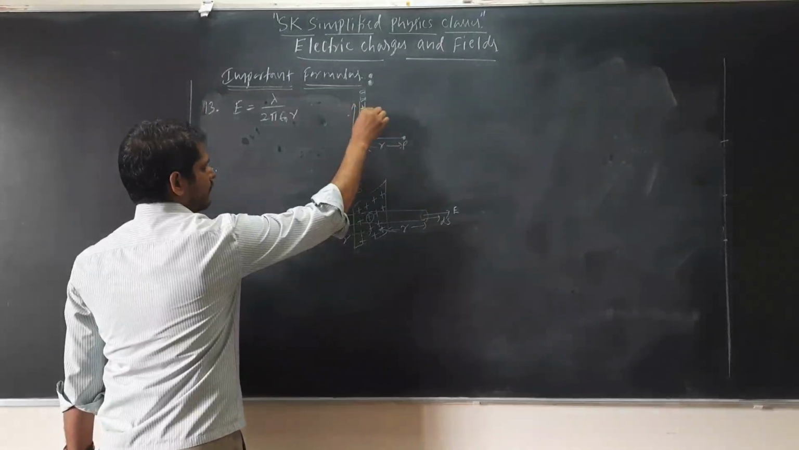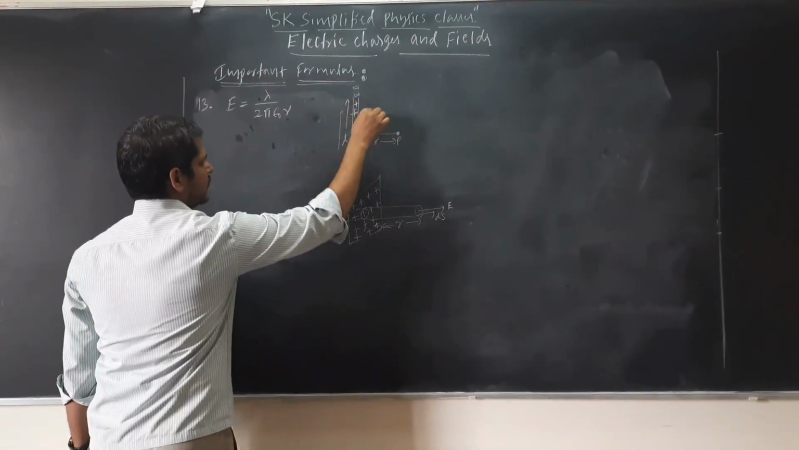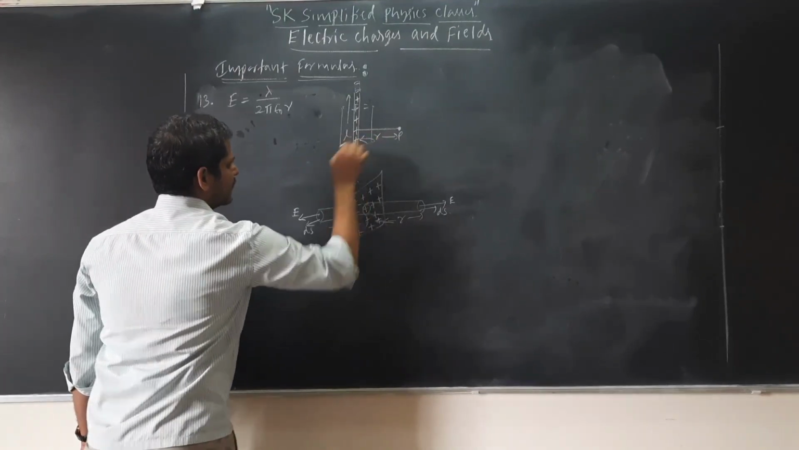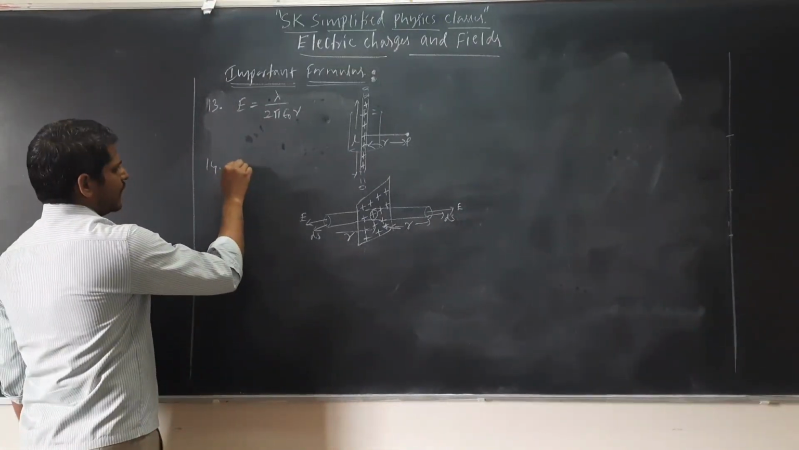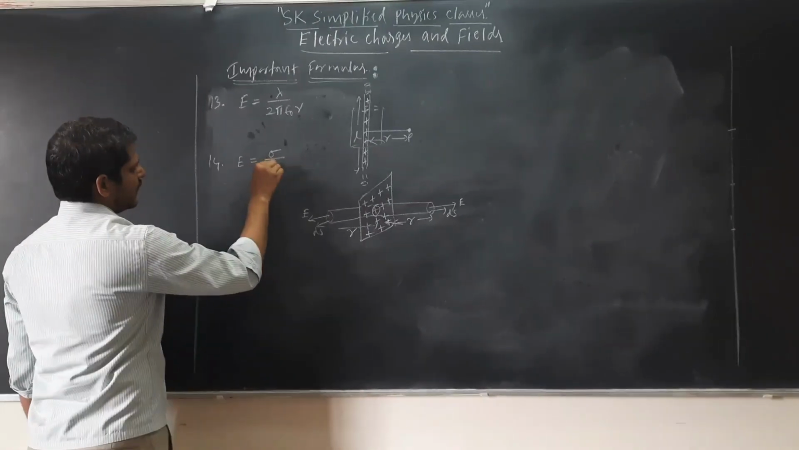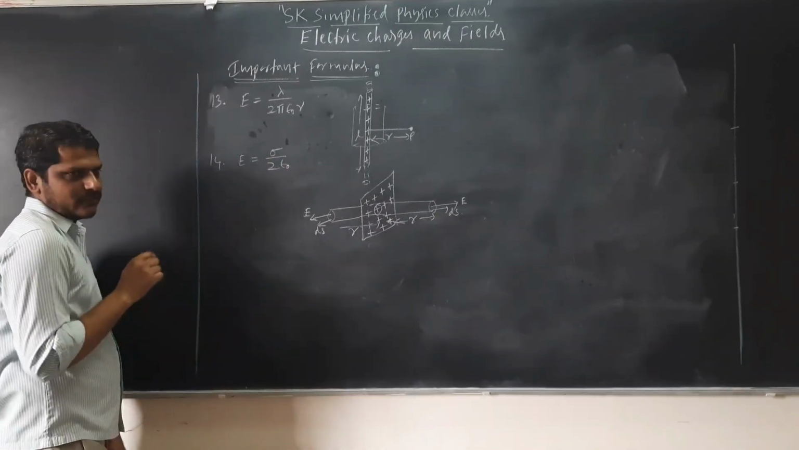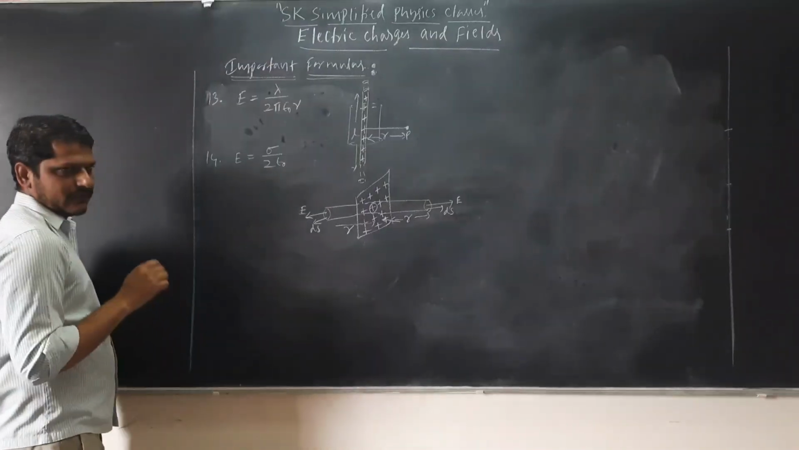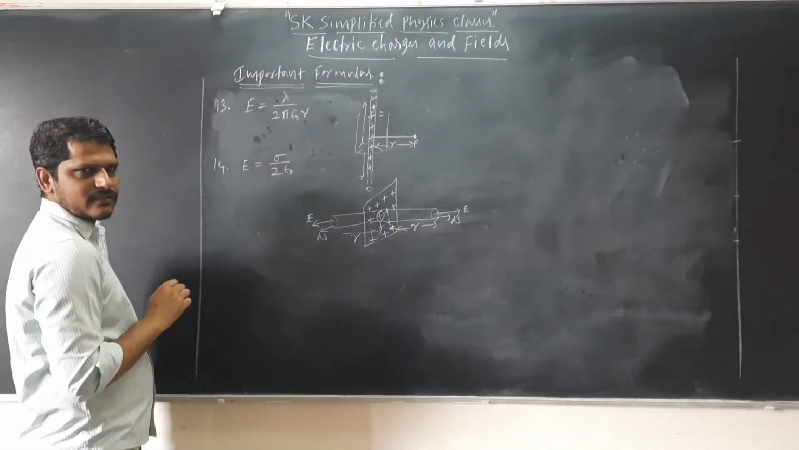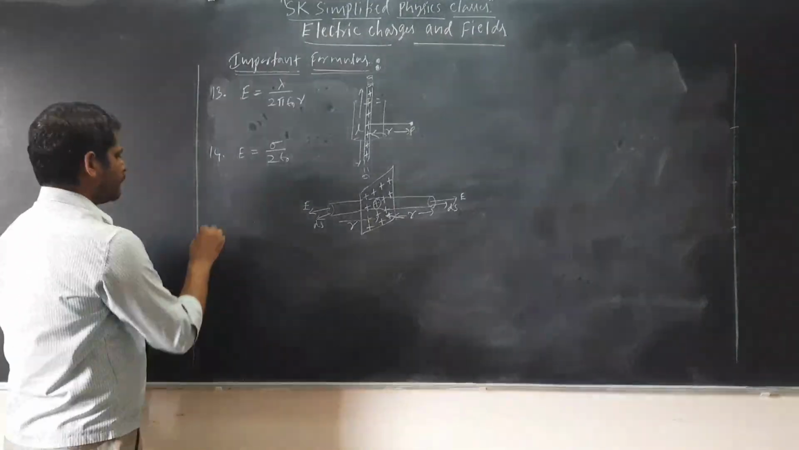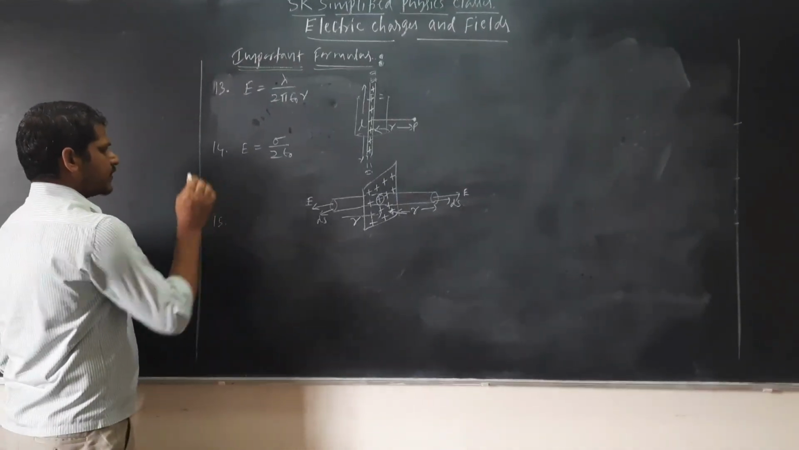Here also we have to imagine a Gaussian cylinder around the conductor at any point. This is given by E equals sigma divided by 2 epsilon naught. Epsilon naught is the permittivity of free space, and sigma is the surface charge density.